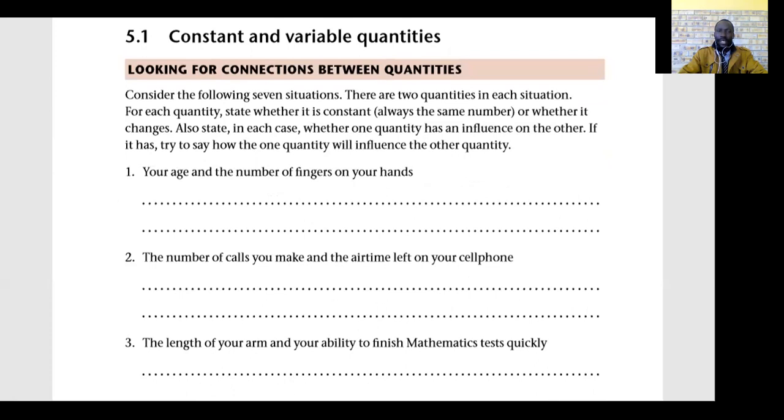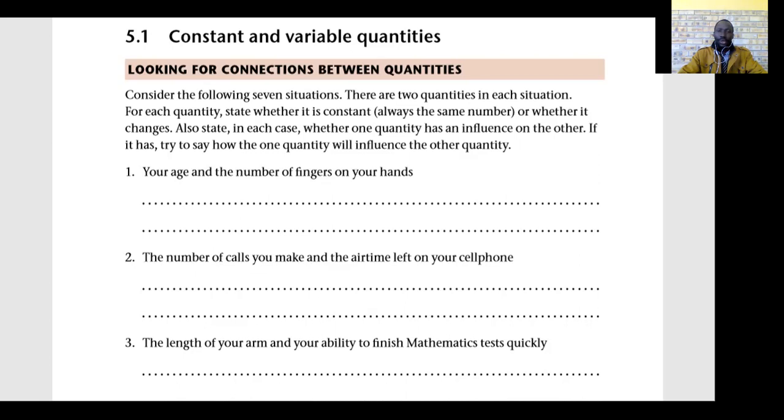For each quantity, state whether it's a constant, that is, it doesn't change, or whether it changes. Also state whether the change of one quantity can affect the other quantity. That is, state the relationship between the 2 quantities listed in the items below. Now, if it has, try to say how the quantities are related. So you see, for every situation here, you have basically 3 questions to answer.